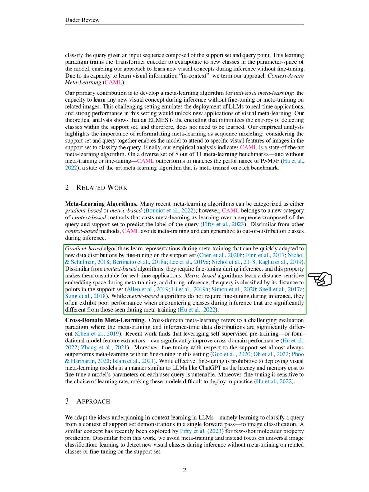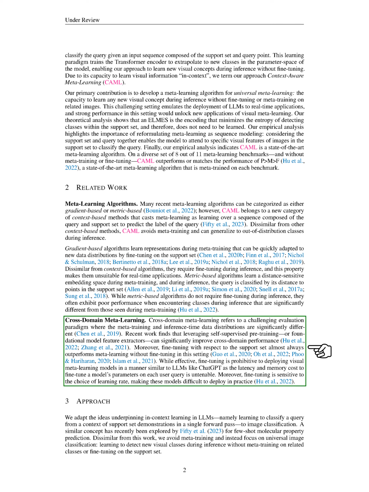While metric-based algorithms do not require fine-tuning during inference, they often perform poorly when encountering classes during inference that are significantly different from those seen during meta-training. Cross-domain meta-learning refers to a challenging evaluation paradigm where the meta-training and inference time data distributions are significantly different. Recent work finds that leveraging self-supervised pre-training, or foundational model feature extractors, can significantly improve cross-domain performance. Moreover, fine-tuning with respect to the support set almost always outperforms meta-learning without fine-tuning in this setting.